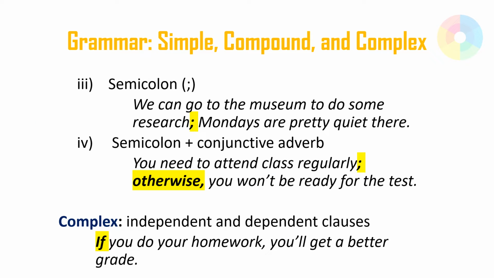A third type of compound sentence is where we have a semicolon. For example, we can go to the museum to do some research; Mondays are pretty quiet there. Normally, the first letter after the semicolon is lowercase. Of course, in this sentence, it's uppercase simply because it happens to be a proper noun. Otherwise, it would have been lowercase.